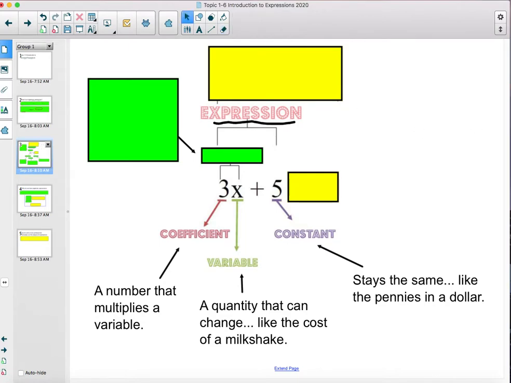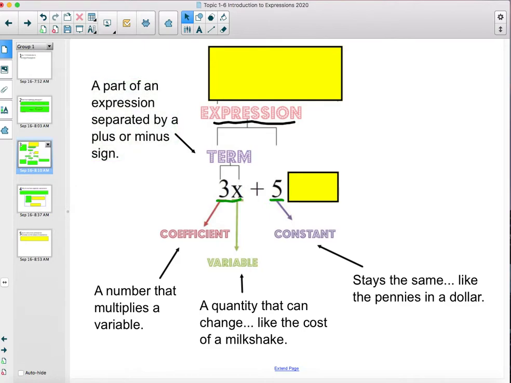So you have the coefficient, and then you have 5 over here, which represents a constant in this case. Now, the coefficient and the constant separated by addition represent terms, okay? So the terms of an expression would be parts of an expression separated by plus or minus. So the parts of an expression, such as 3x plus 5, are terms, okay? They are terms because they are separated by addition or subtraction. In this case, addition, okay?